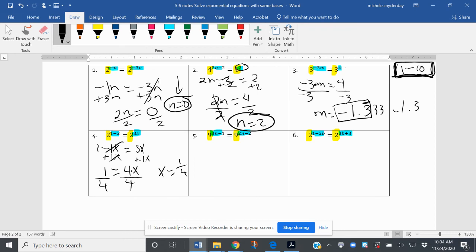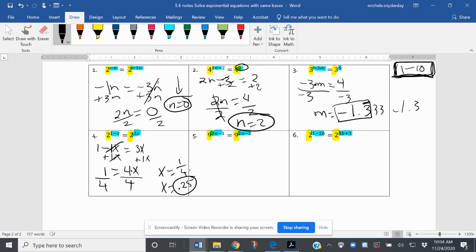Now in Canvas, it's not going to allow you to enter a fraction. So to get our decimal equivalent, it's 1 divided by 4, which gives us x equals 0.25. So that's what you enter in Canvas.